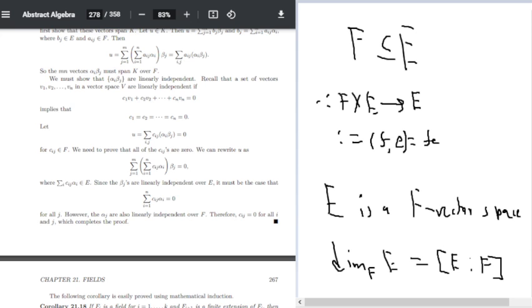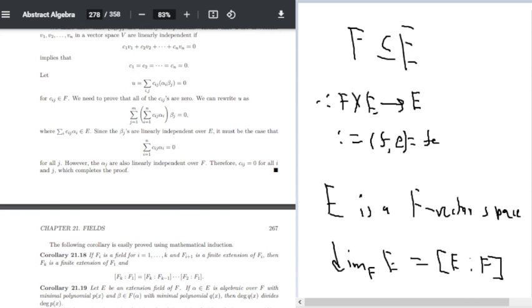So stepping back, what we've done to show that it's linearly independent is we write it as a sum, and then this is a bunch of terms multiplied by b_j, with all these in E. And since it's linearly independent, and we're talking about linearly independent over F, we're able to bring these out and only worry about this. But then we also use the previous assumption of linear independence to bring it back to 0. So therefore c_ij is equal to 0 for all i and j, which completes the proof.